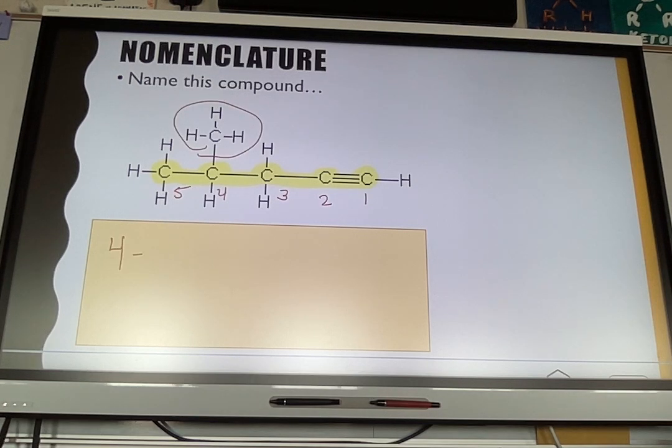So you have a 4-methyl-2-pentyne. Wait, why is it 2 and not 1? How do you know? Oh, 1.